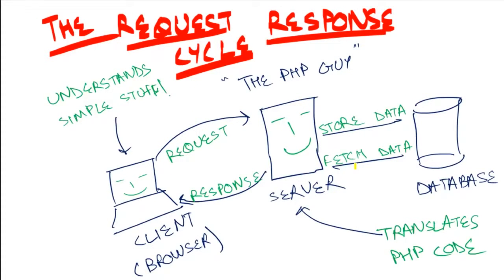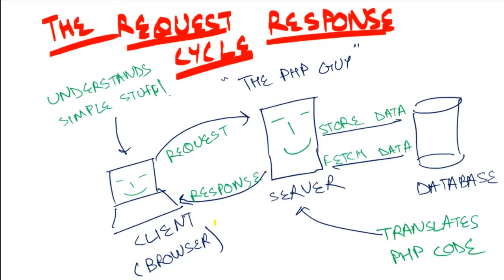So now let's talk about something called the request response cycle. This is what the request response cycle for PHP looks like. You have a client, which is your browser, and it could be any browser, Firefox or Google Chrome or Internet Explorer, doesn't matter. And then you have something called a server. The server is the place where all the web pages are stored, and the client requests the server for web pages, and the server responds with the required web pages.